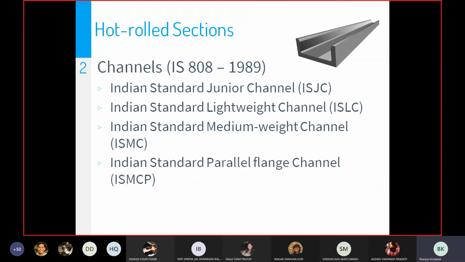Then we have channel sections, and similar to the previous categorization, we have Indian Standard Junior Channel, Lightweight Channel, Medium Weight Channel, and Parallel Flange Channel. Again, there's only a difference of the aspect ratio and nothing else.